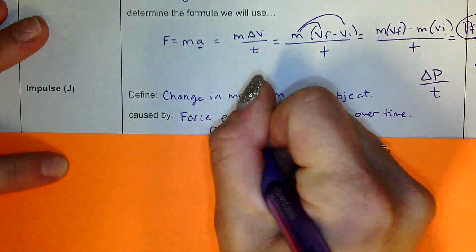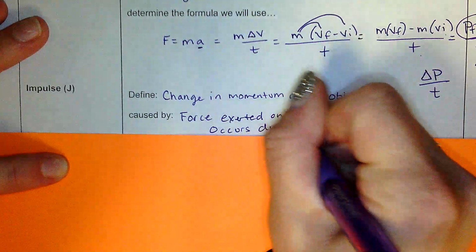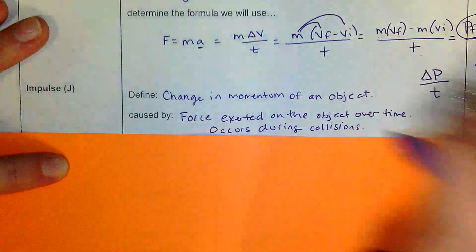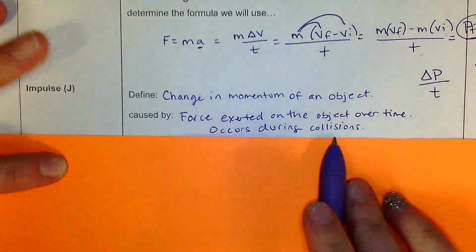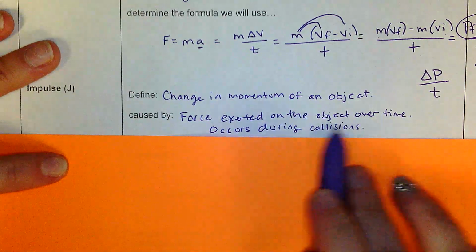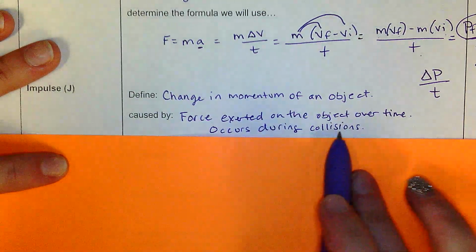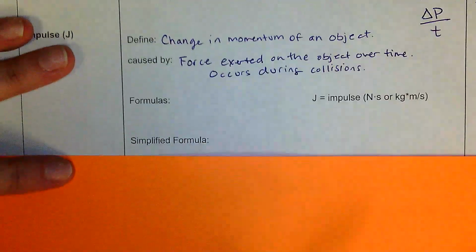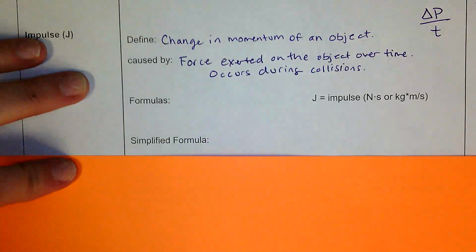Okay, you can also say it occurs during collisions. We can talk about car crashes, we can talk about a racket hitting a tennis ball. There's so many different types of collisions. So two objects are acting on each other.